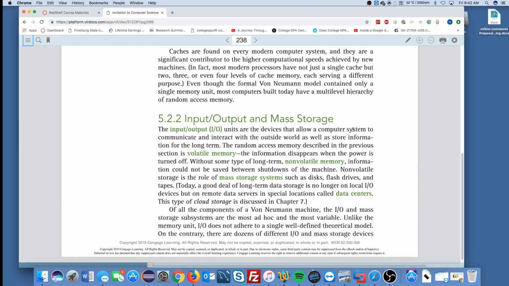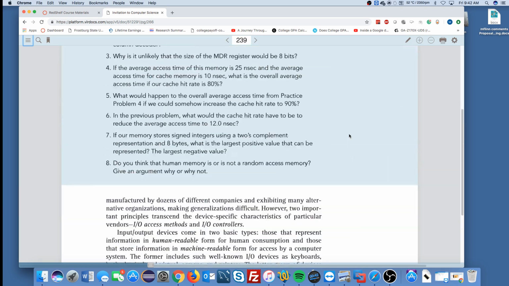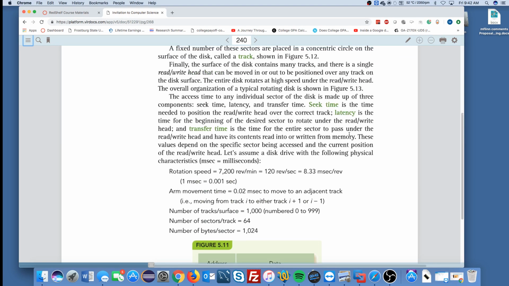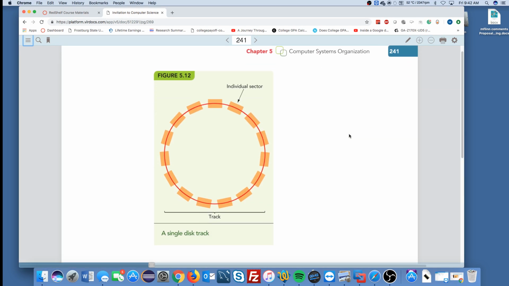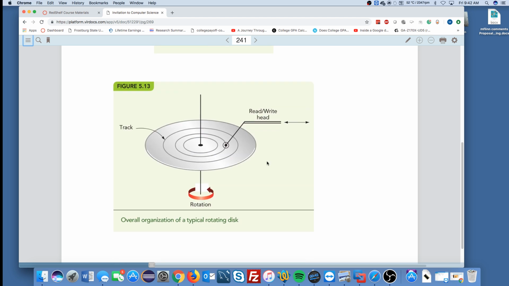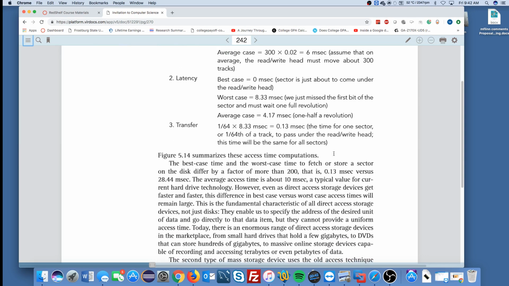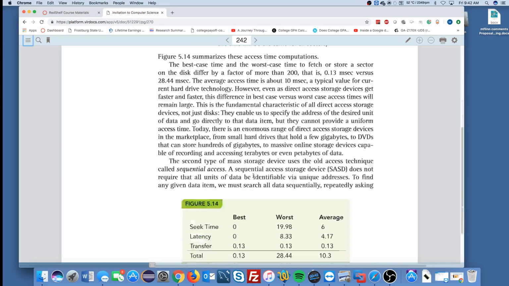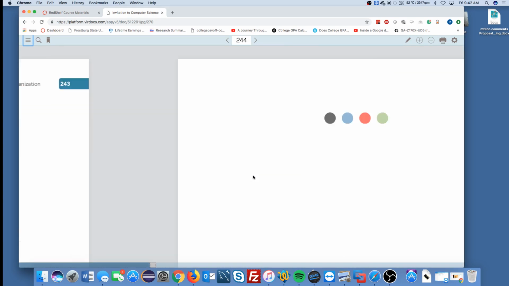We did talk about mass storage in the form of hard drives and solid state drives. We talked about how CDs and compact discs work. We talked a little bit about how magnetic hard drives work, where you have the concentric rings, which are known as tracks. I even passed that stuff around. Here it does talk about seek time, latency, and transfer. I'm not going to ask you that explicitly on this, but you should probably have a basic understanding of what that is.